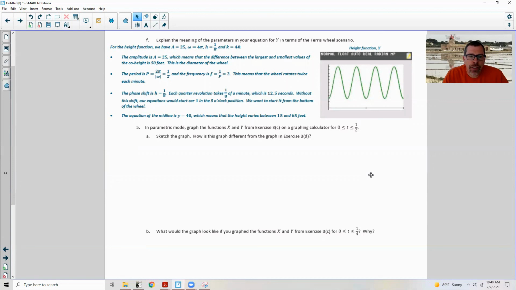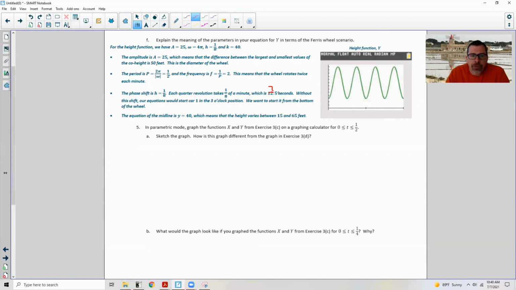The phase shift is h, which equals 1/8. Each quarter revolution takes 1/8 of a minute, which is 7.5 seconds. I don't know why they have so many misprints in their book. Without this shift, our equations would start car 1 in the 3 o'clock position. We want to start it from the bottom of the wheel. The equation of the midline is y equals 40, which means that the height varies between 15 and 65 feet.